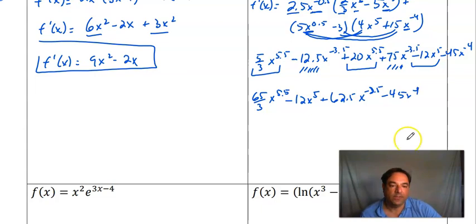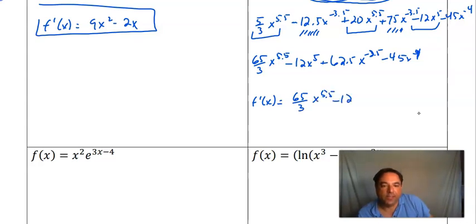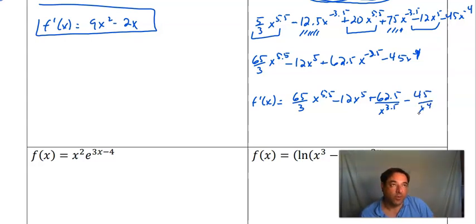That would be a complete answer. But I'm going to go ahead and clean it up just a little bit more by making all the negative exponents positive. So my final answer for the derivative would be 65 over 3 x to the 5.5 minus 12 x to the 5th plus 62.5 over x to the 3.5 minus 45 over x to the 4. Okay, be careful with the cleaning up, with the simplifying.